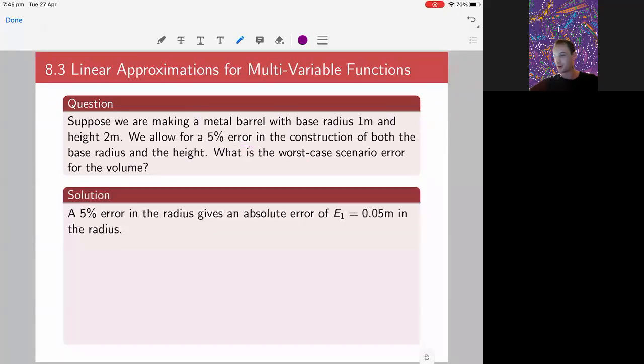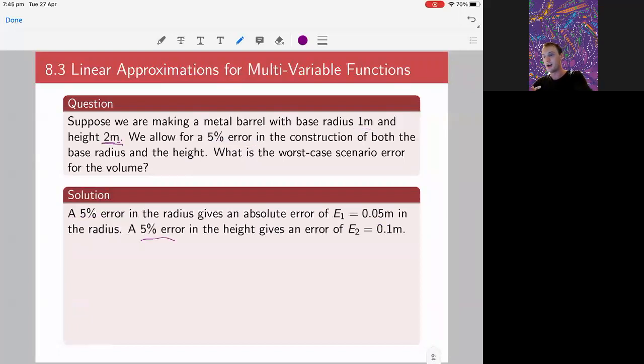Well, linear approximations. But before we get into the linear approximations, we have to remember that the error formula that we had on the previous slide only really applies to absolute errors. And in this question, we're only given relative errors. So the first thing we need to do is convert our relative errors to absolute errors. This is a fairly straightforward computation. A 5% error, well, that's 0.05 meters for the radius, because remember, for the radius, it's 5% of 1 meter. On the other hand, a 5% error in a height of 2 meters could be as bad as 0.1 meters.